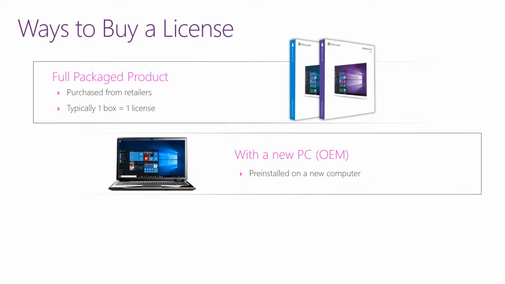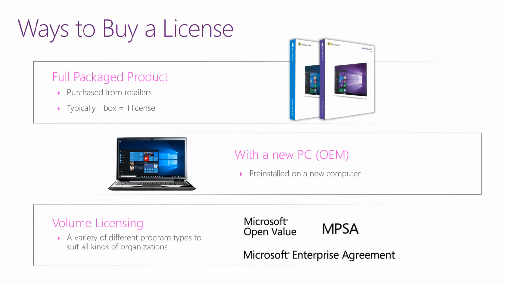And the final way in which Windows and Office licenses can be purchased, well, that's through volume licensing, of course. And you'll probably be aware that there's a whole host of different volume licensing programs to suit all kinds of organisations, and there are a couple mentioned here on the slide. There are many benefits to buying licenses through volume licensing programs, which include, among others, discounts for buying multiple licenses, as well as additional rights such as downgrade rights or re-imaging rights, for example.